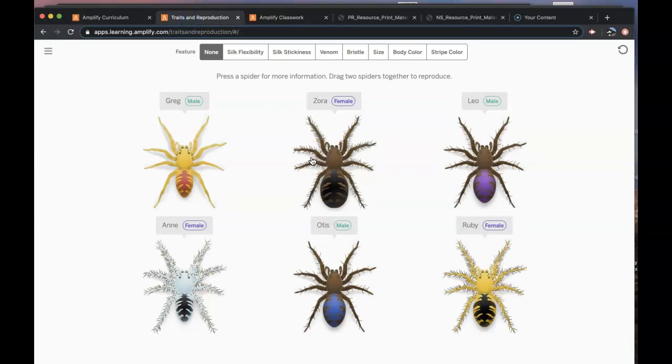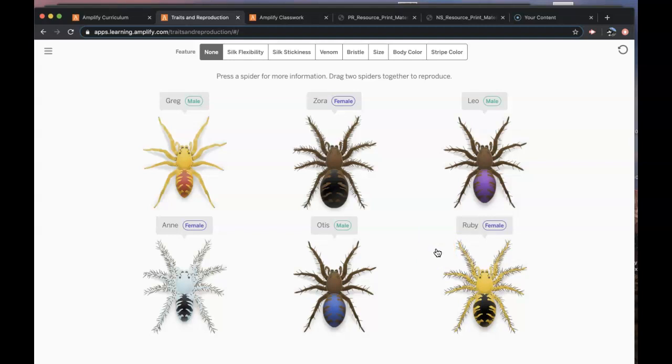But first, in the last lesson last week, you read about glowing jellies and the protein molecule that leads to that trait. So we are going to begin our lesson today by looking at another kind of organism and explore a model of how individuals in a population get their traits. We'll be focusing on the feature of stripe color in a population of spiders. So we'll have Otis here, and we have Ruby here. We're going to be focusing on Otis and Ruby in this video.